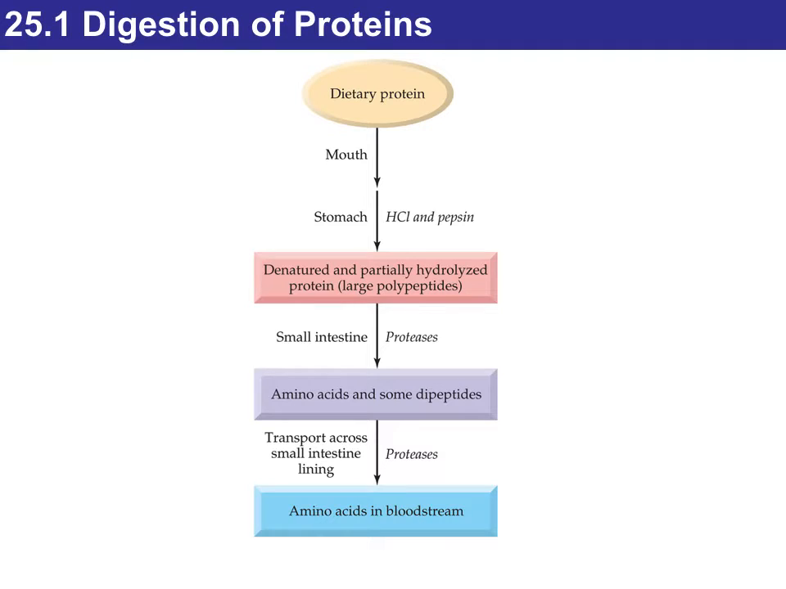In the small intestine, the pepsin is inactivated and proteases take over, and they are going to break the proteins down further to make amino acids, and a tiny bit of dipeptides, that can be transported through the small intestine lining. And that's going to give this pool of amino acids that exists in the bloodstream.